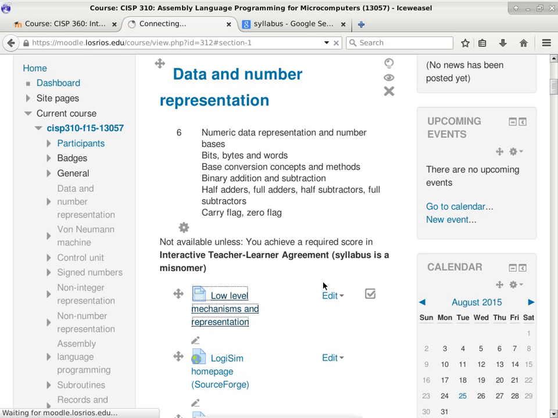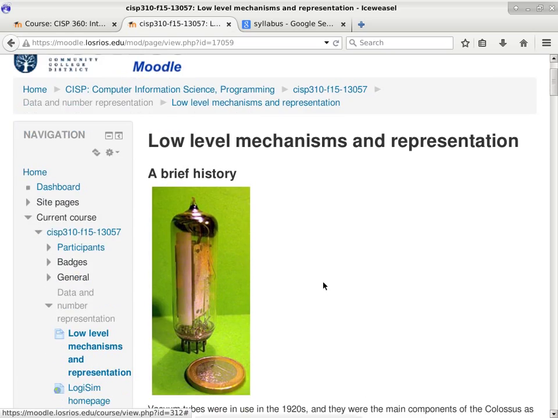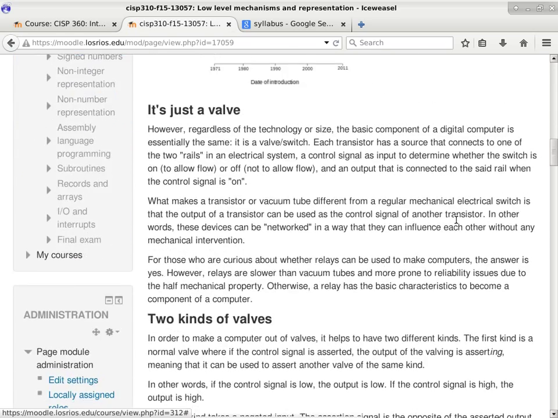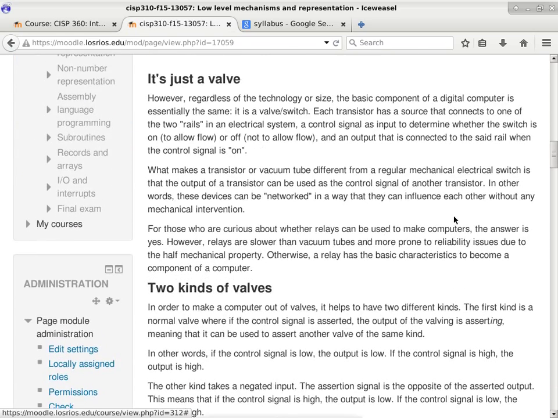All right, so we're getting back to this one. This is kind of a history of transistors and how technology has progressed from the 1920s to today.